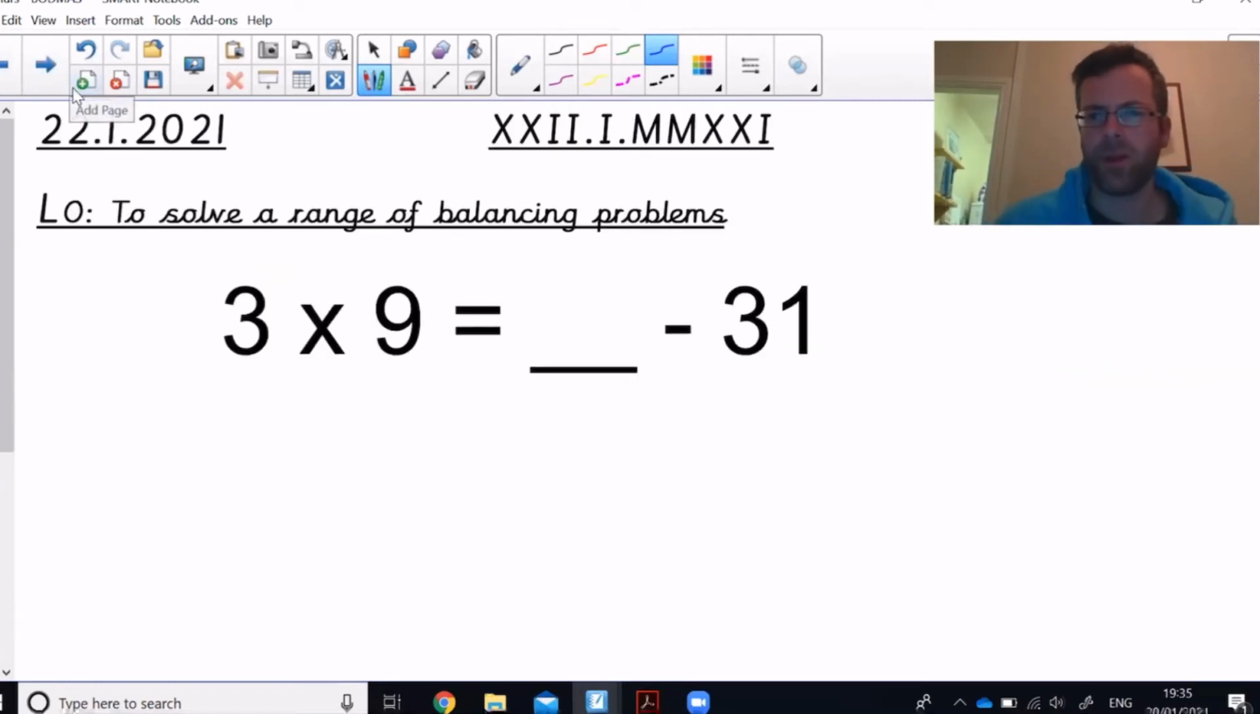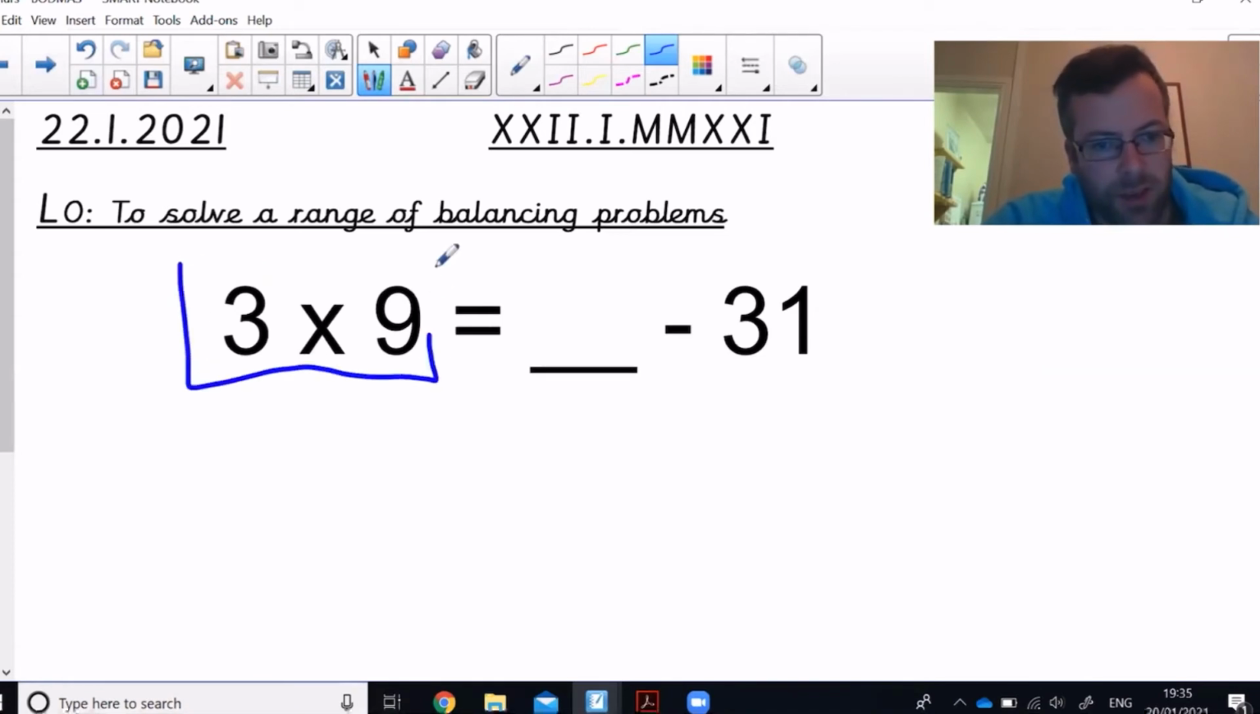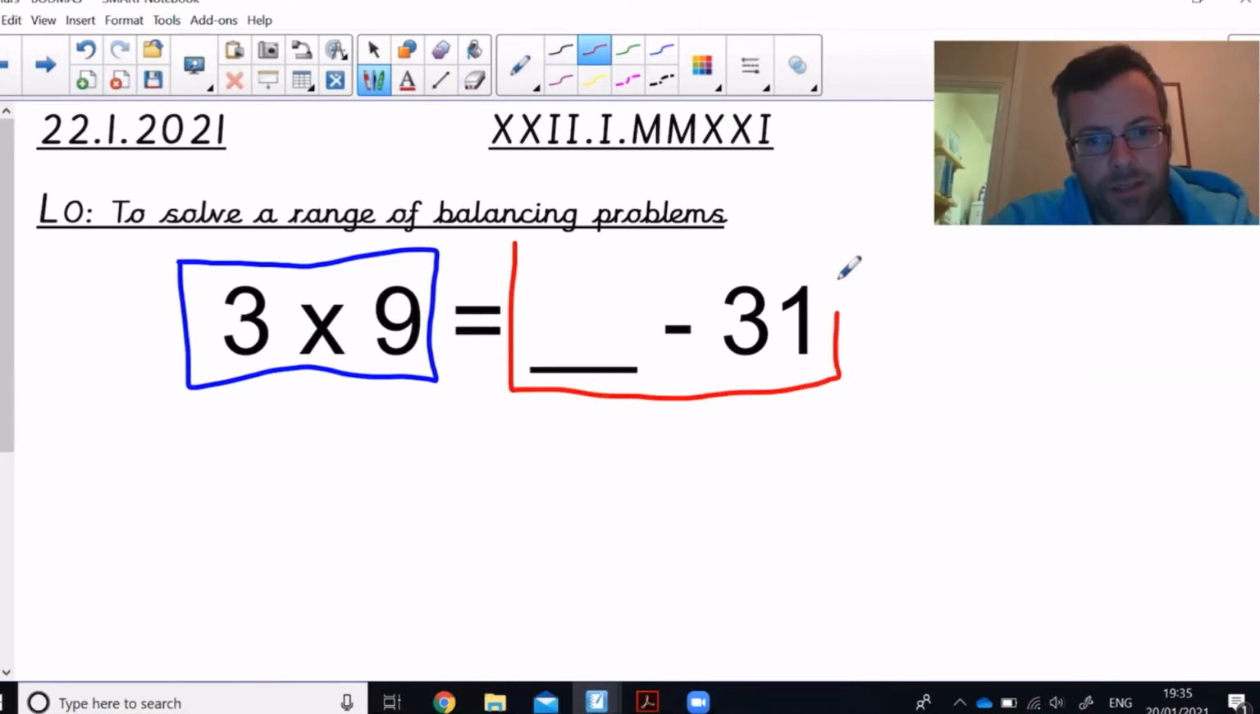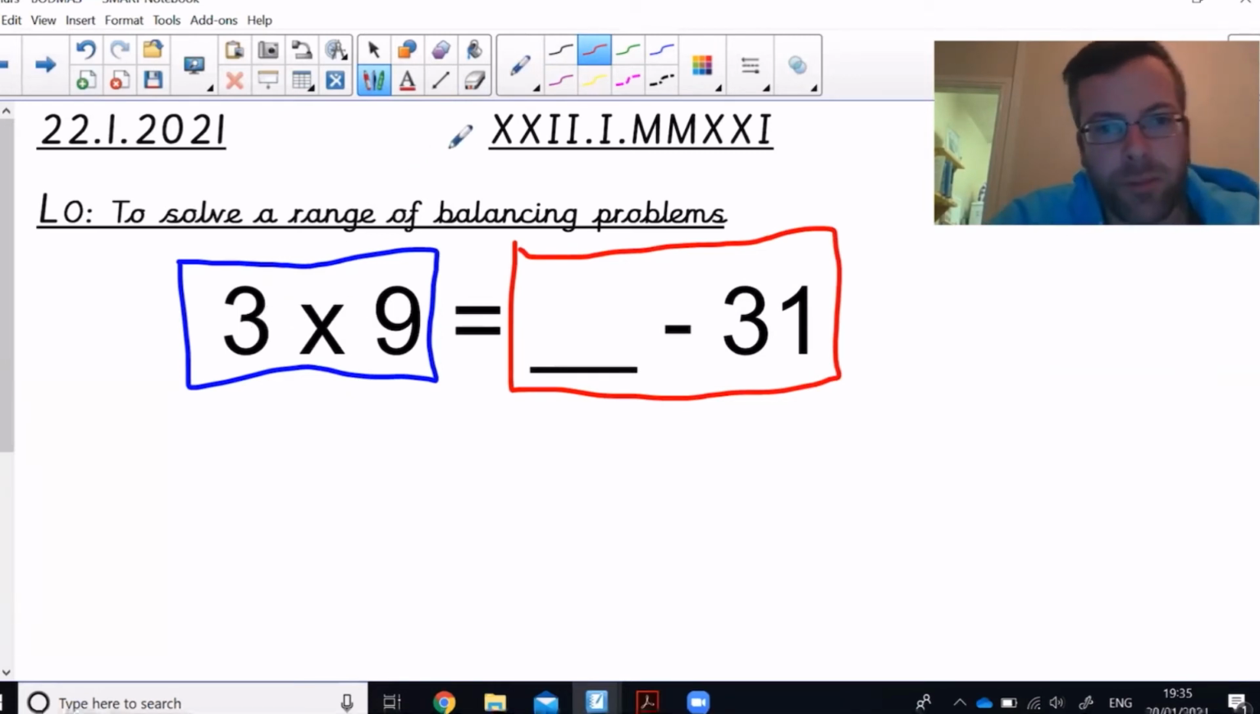Last one. We are flying through this video. So, same again. I need to make this side the same as this side. Now I can't do this side yet, but I can do this side. Actually, just to mix this up a little bit, hang on, let's put that in there. Okay, it's now 3 squared times 9. I should have done that before, but I forgot. So I can't do this side yet, but I can do this side.